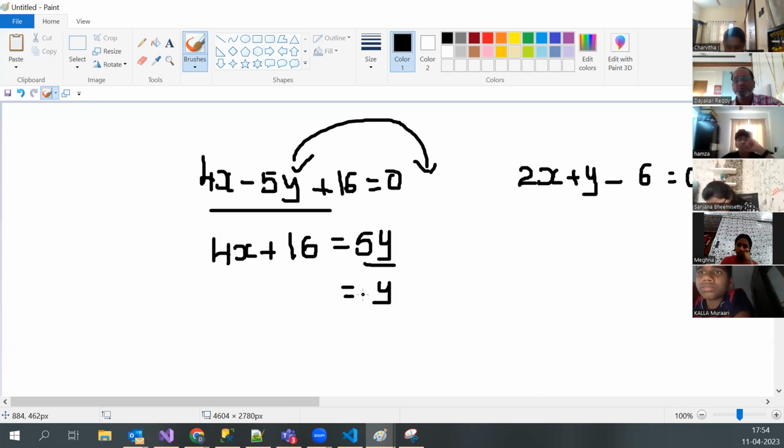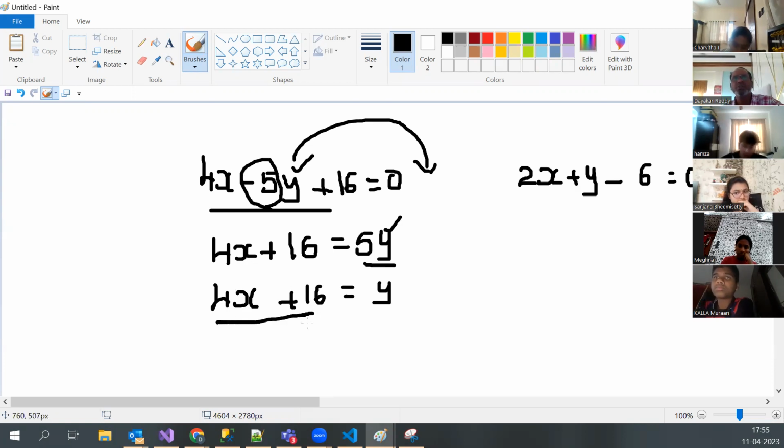So do we have to take 5 to the other side? Why are we taking this? It is not required here. You can send these two also. The simple thing is, whenever you are trying to find the value of a variable, it should always be positive. If you see here, it is negative, that's why I'm sending it to the other side. It becomes 5y. Now, y is multiplying with 5. So y equal to what? 5 should go to the other side. 4x plus 16 by 5 equal to y.